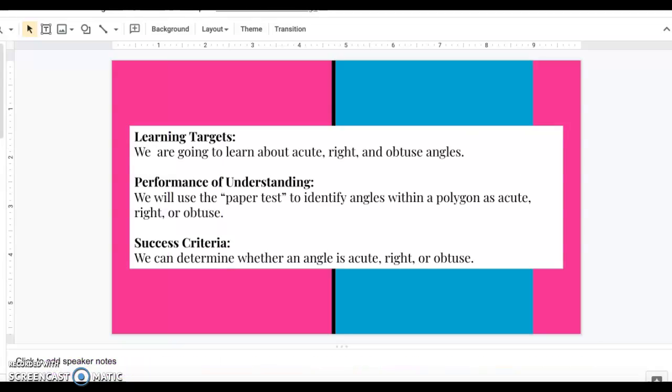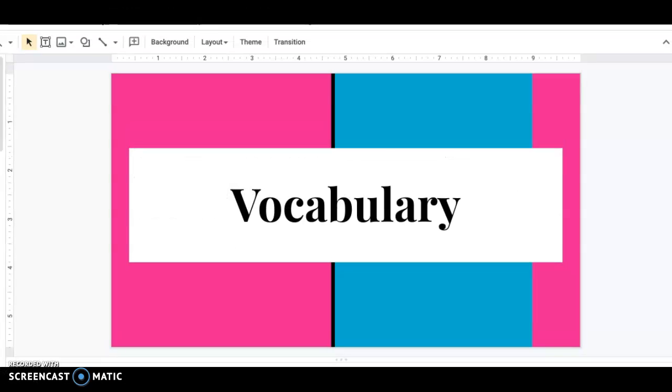Now that you've gotten to see a brief overview of what we're going to talk about, I'm going to go through some vocabulary with you. First, our learning target says we're going to learn about acute, right, and obtuse angles. Our performance of understanding: we will use the paper test to identify angles within a polygon as an acute, right, or obtuse angle. We can determine whether an angle is acute, right, or obtuse. Here is our vocabulary.